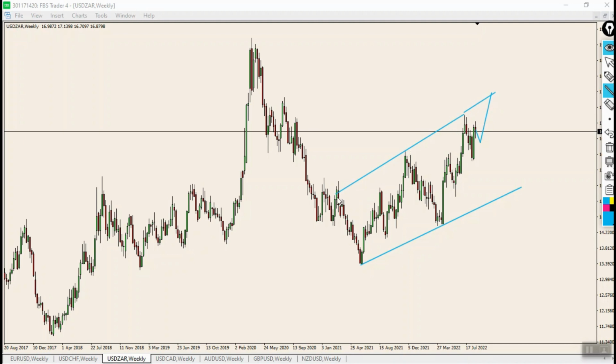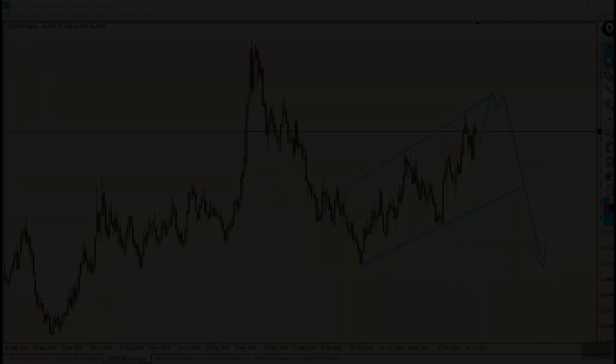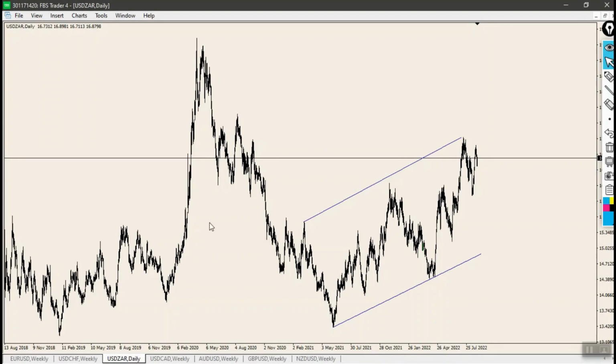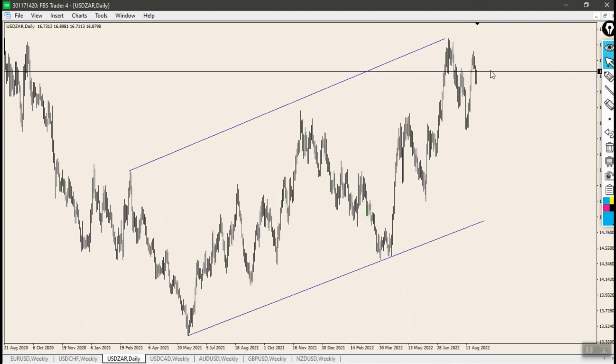Maybe a last touch, first touch, second touch, third touch, and maybe a head and shoulder pattern or a double top before we experience some sells. So let's go down to the lower time frame for further confirmation of what we are talking about. Right, as you guys can see, we are on the daily chart. This is the pattern that we spoke of, and here is the channel that we spoke of recently.